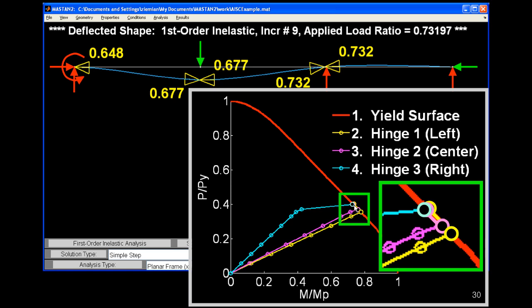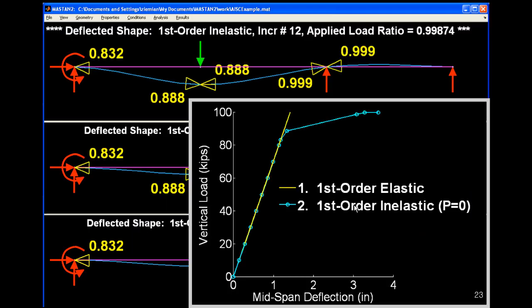Okay. And then can you go to slide 23 for me, please? Okay. Yep. Okay. Question regarding slide 23. Why does the program insert the plastic hinge at a load ratio of 0.83 rather than when it equals 1.0?